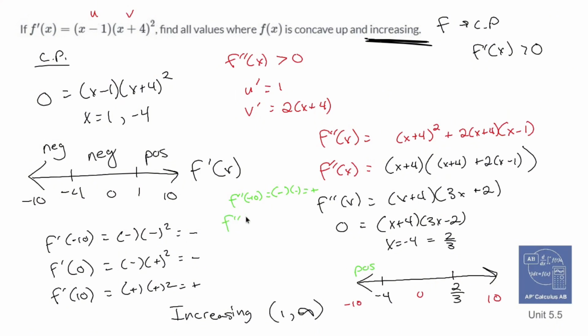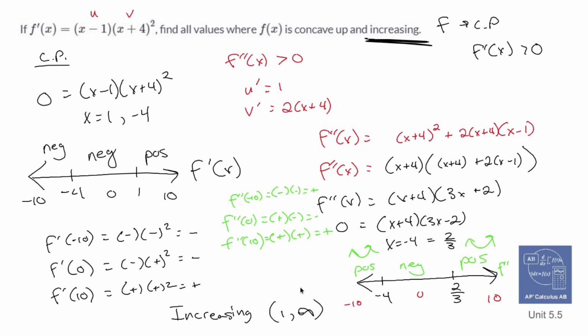If I plug in 0, f double prime of 0, I get 0 plus 4, which is positive, and 0 minus 2, which is negative, so you're negative. And if I plug in 10, I get positive, and then 3 times 10 is 30, 30 minus 2 is still positive, so positive. So I want concave up. You're concave up here, and you're concave up here, because of the f double prime sign graph.